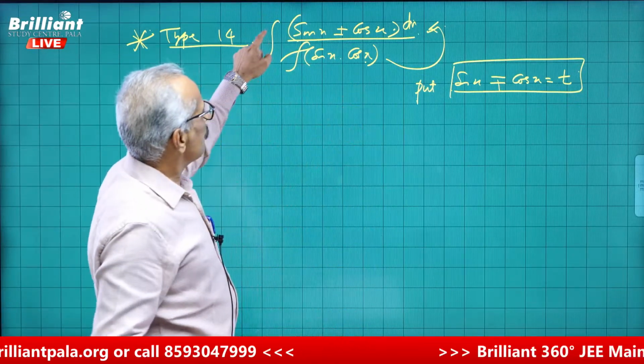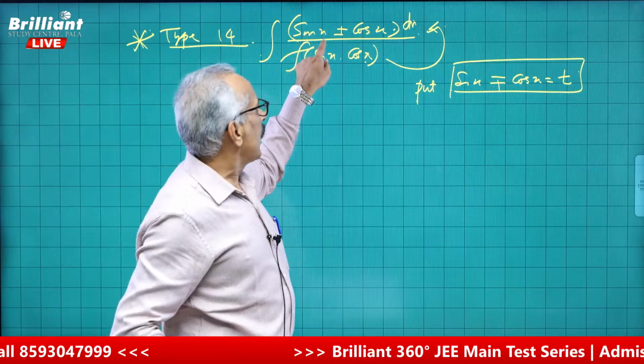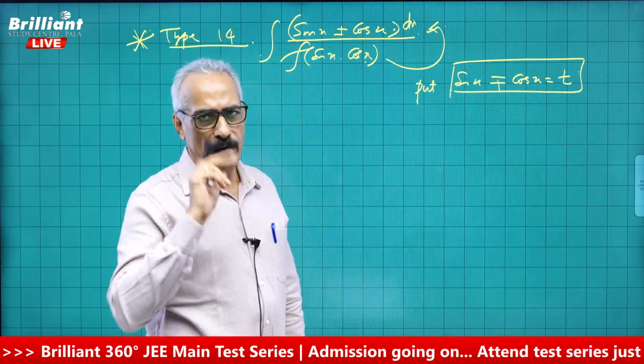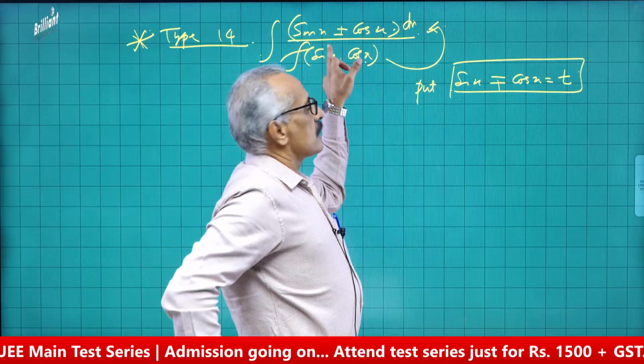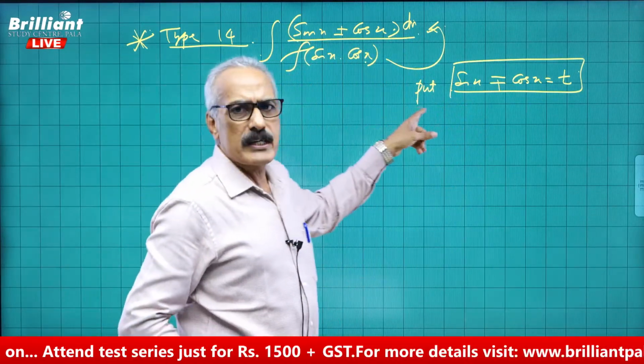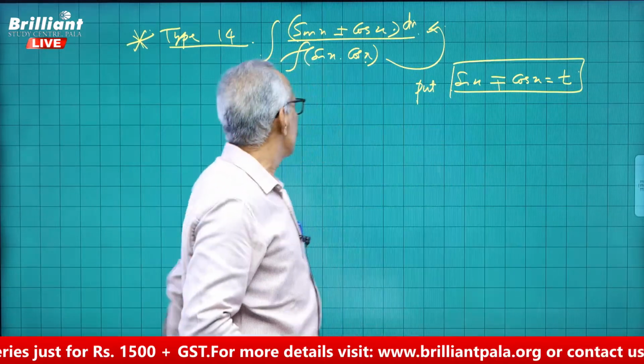If the numerator is sin x plus cos x, put sin x minus cos x equal to t and then you square. If the numerator is sin x minus cos x, put this one. This is the most important one. I will definitely solve a question in the next session, the question session we will solve.